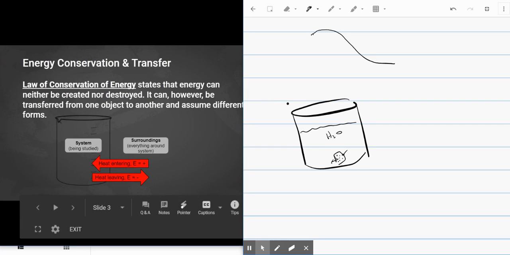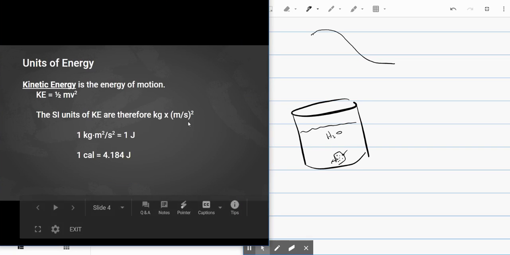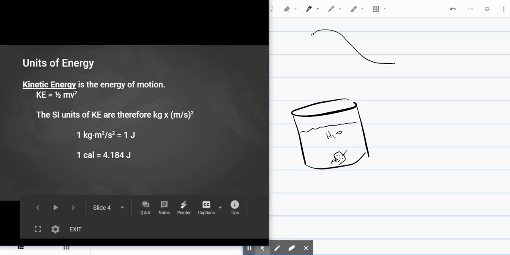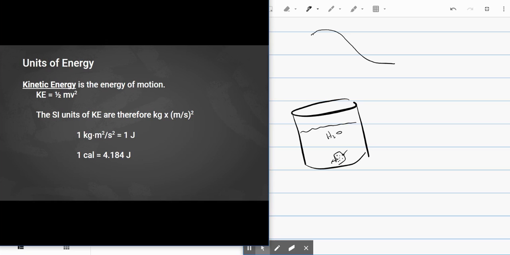Your energy is going to go down, or your balance. Units of energy: because kinetic energy is 1/2 mv squared, we use the units for mass and velocity squared to define the units of energy.